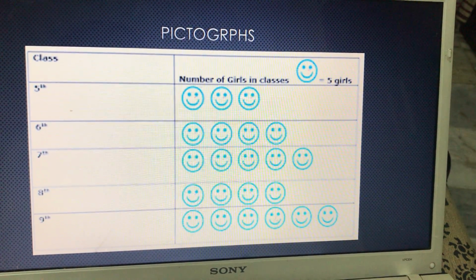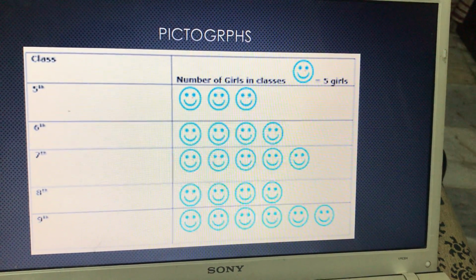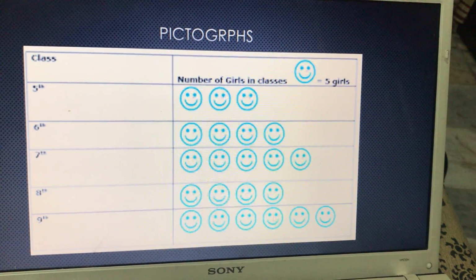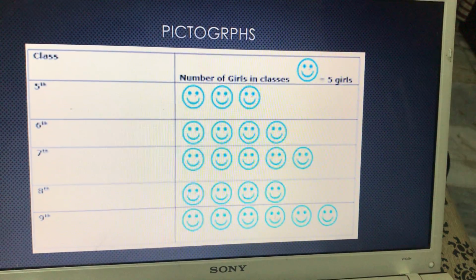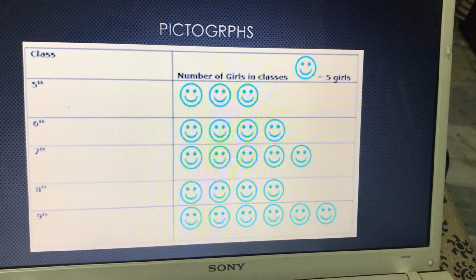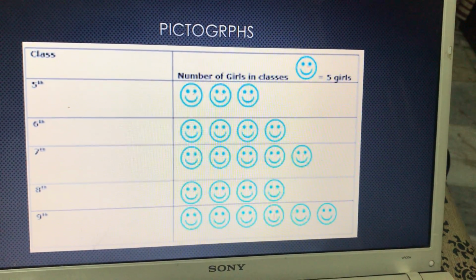Again for 9th class we have 1 2 3 4 5 6 smileys, so it will be 6 into 5, or you can say 6 times you have to add 5. So for 9th class the frequency is 30.